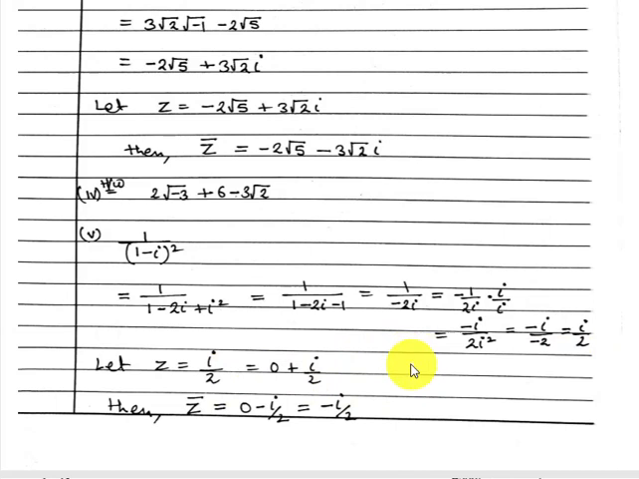Now this i upon 2 is a complex number, and you can see this can be written in the form of a plus ib, because z is equal to i upon 2 means 0 plus i by 2. Here a is 0 and your b is plus half. So you got the complex number z is equal to 0 plus i upon 2. Now write down the conjugate. So conjugate means z bar is equal to, this plus will become minus, so you get minus i upon 2.